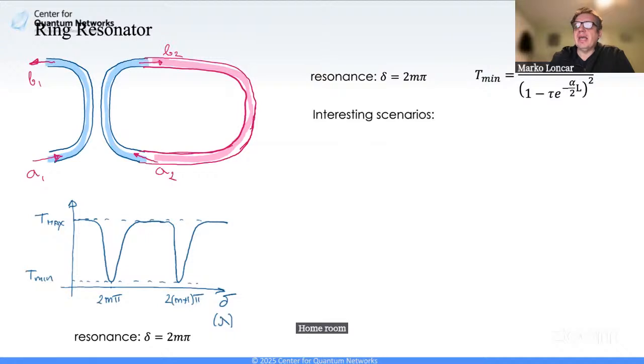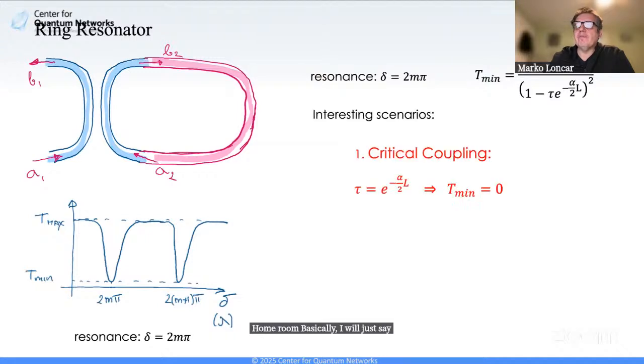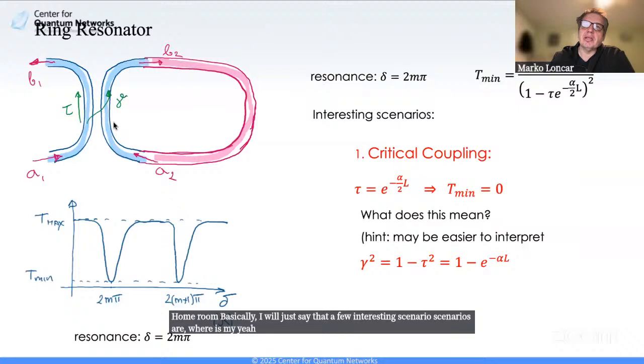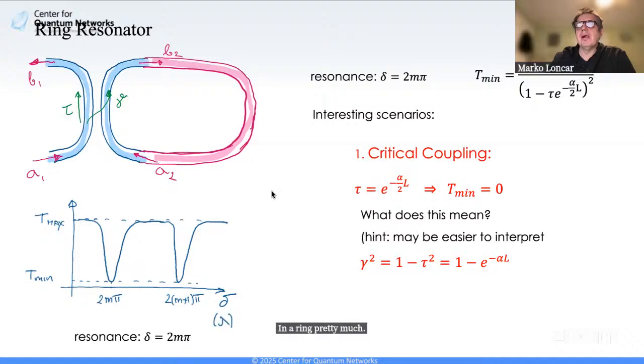Basically, I will just say that a few interesting scenarios are here. I'm showing tau and gamma here. An interesting condition is the so-called critical coupling condition. It turns out critical coupling is the condition where the amount of light that continues equals the amount of light that gets lost in a ring, pretty much. At that point, on resonance, you see no light here.